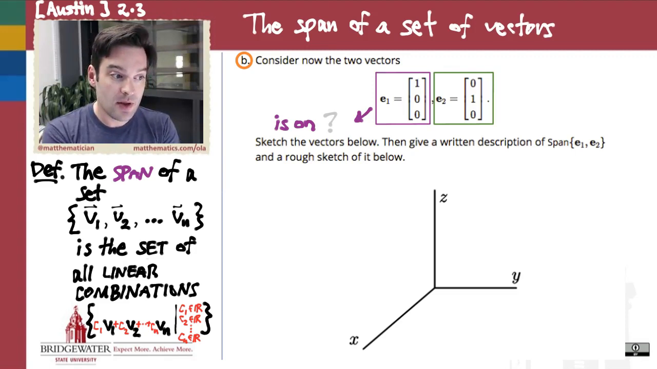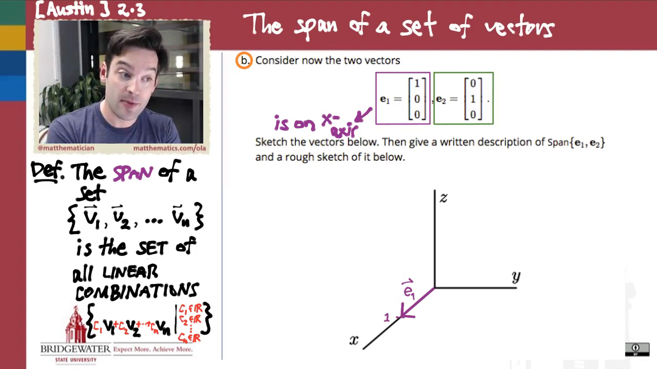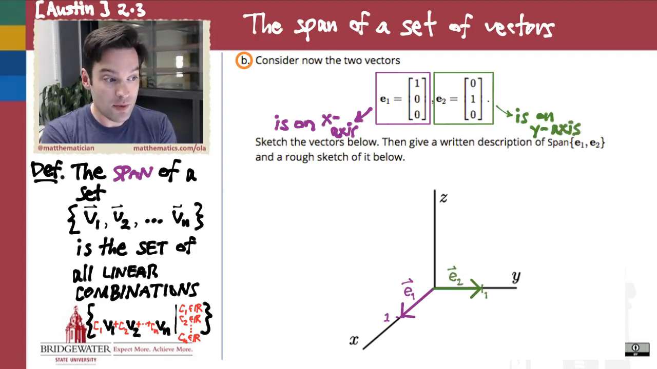So first of all, the vector e1, whose coordinates are (1, 0, 0), if I sketch that in xyz space, where is it going to reside? That vector, because its y and z coordinates are both 0, is going to lie right on the x-axis, 1 unit of distance out along the x-axis from the origin. For similar reasons, e2, (0, 1, 0), lies on the y-axis, 1 unit distance away from the origin. So there's e1 and e2 themselves. If I bundle e1 and e2 together into a set, all I get are these two vectors.